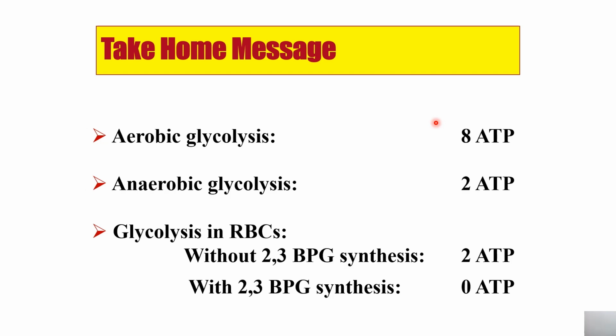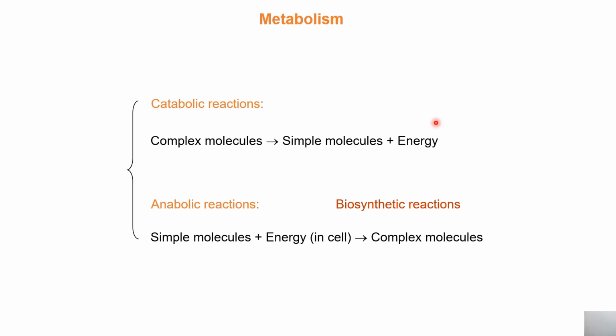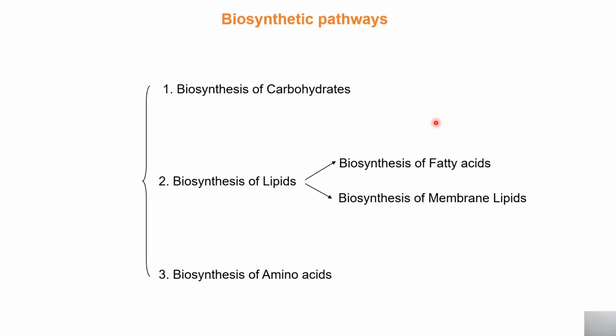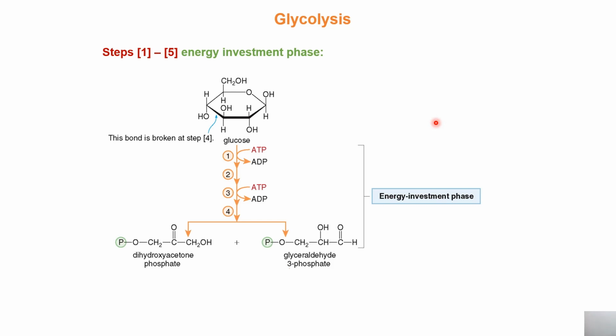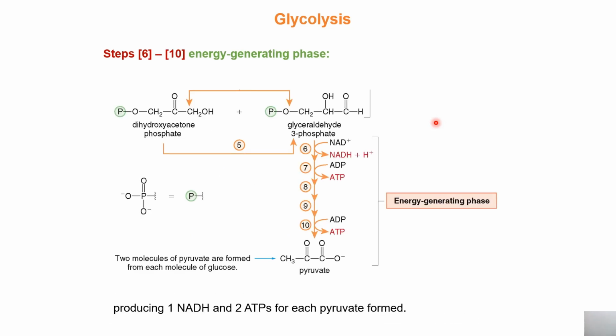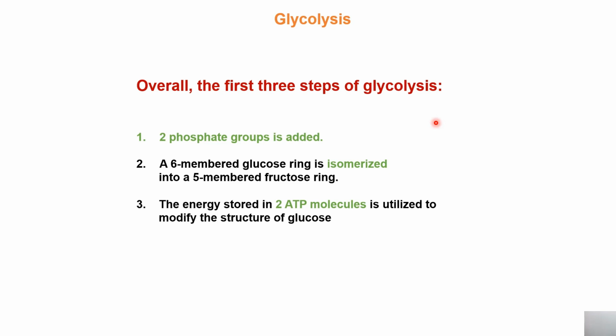The ATP gained from the process. In catabolic reactions in general, complex molecules give rise to small molecules. And in anabolic reactions, simple molecules and energy give rise to complex molecules. So as I said, glucose is converted to two molecules of pyruvate in an anaerobic reaction in the cytoplasm. We have checked all this. We don't need to get into details.